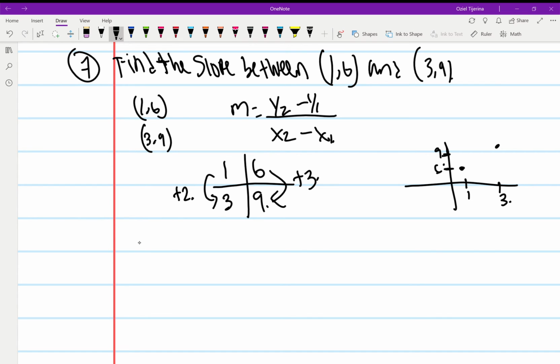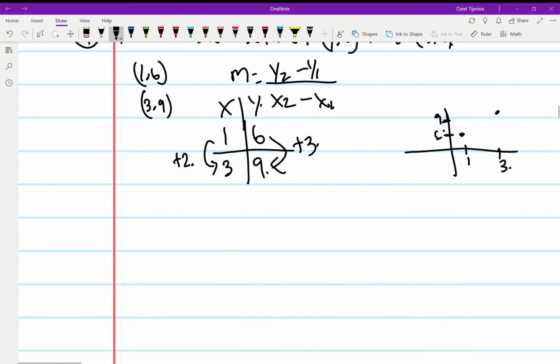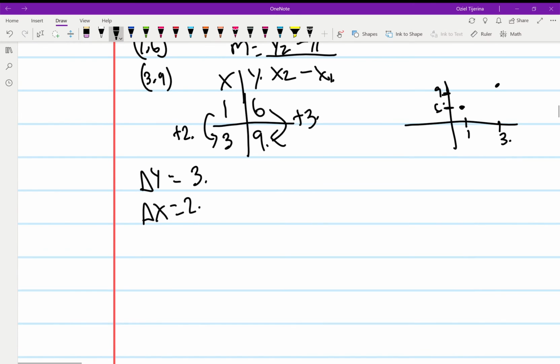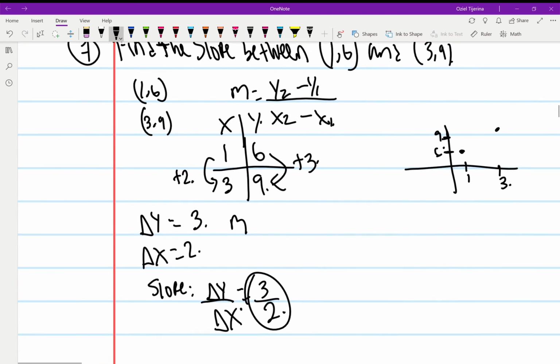How much would it be? How much would you increase by to go from here to here? And then how much would you increase by to go from here to here? So then, and this is also x, y, so then the change in y would equal 3, and the change in x would equal 2. Also notice that the slope would equal the change in y over the change in x, which is 3 over 2. So therefore, your slope would be 3 over 2.